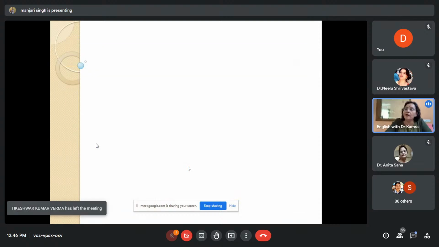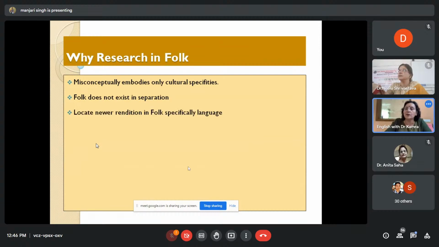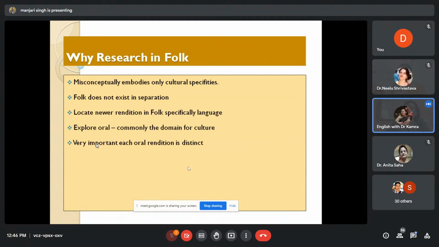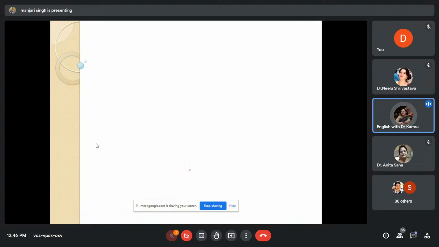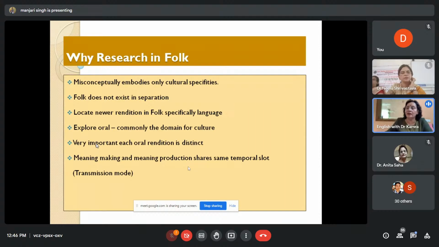Next slide, dear. We need to identify cultural specificities, and folk does not exist in separation. It exists because we human beings exist. So you have to see what are the new renditions in folk, especially language, and explore the domain of culture through folk. For example, if it is Karwa Chauth, it has a folk connotation attached to it. That is why Satyanarayan Ki Katha, you find, has a folk element attached to it. So this way, folk has its temporal slot, or it can have its eternal slot. Next slide.